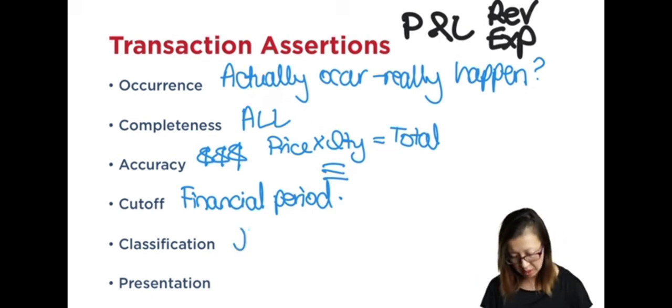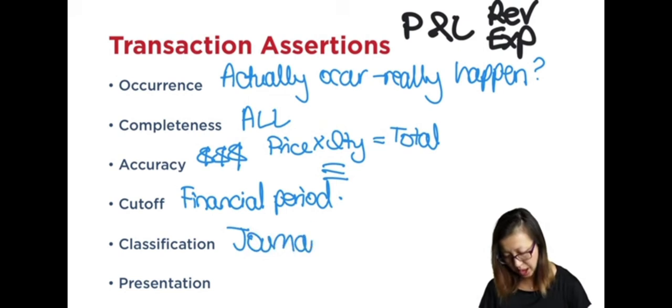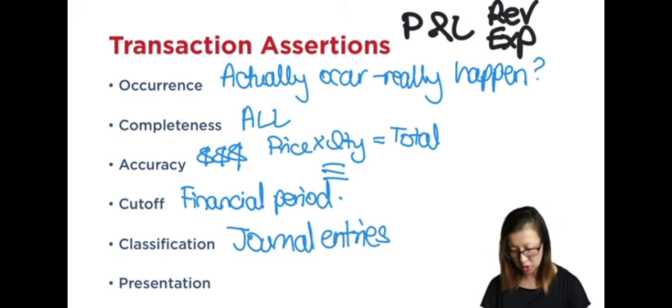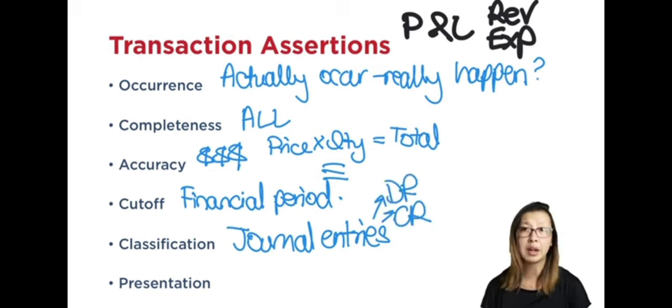Now, classification comes down to our journal entries. And those journal entries are about making sure that we have the right debit and that we have the right credit. Am I debiting the correct expense account? Am I crediting the correct revenue or revenue sub-account in my journal entries?